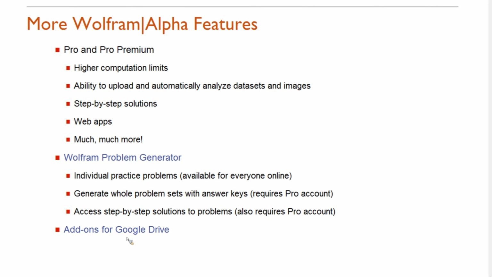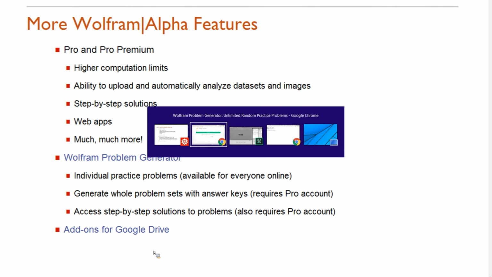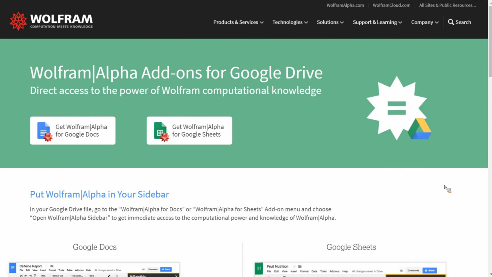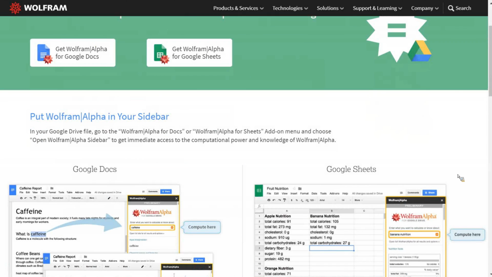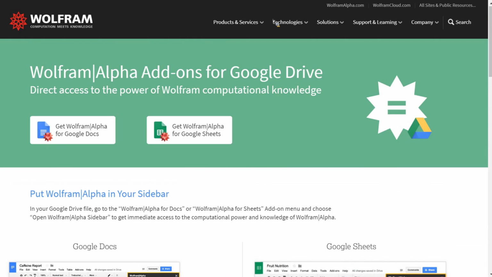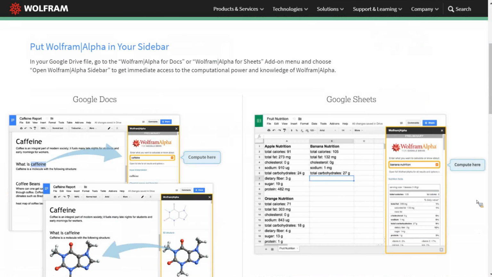Another thing we really like is we just launched an add-on for Google Drive for Wolfram Alpha. So if your students use Google Docs or Google Sheets, if you use them, you have a few ways to use Alpha inside them now. It's a free add-on. You can go to this page and you can download them by clicking on these buttons. And you can do two things.